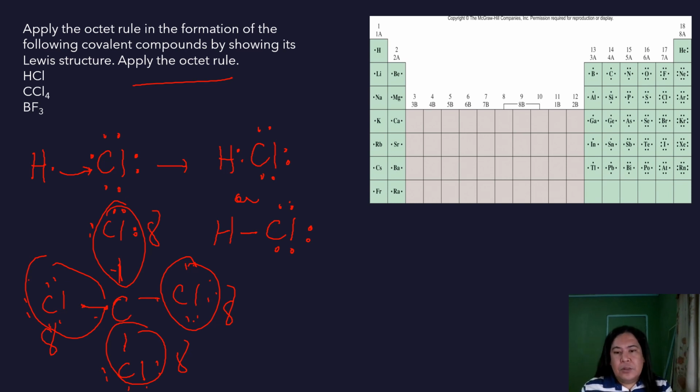Okay? In boron trifluoride, boron will be the central atom, with three fluorines around it. Each fluorine has 2, 4, 6, 8. But boron has only 2, 4, 6, so it is short; it still has two lone electrons here. So this is how you construct the Lewis structure of covalent compounds.